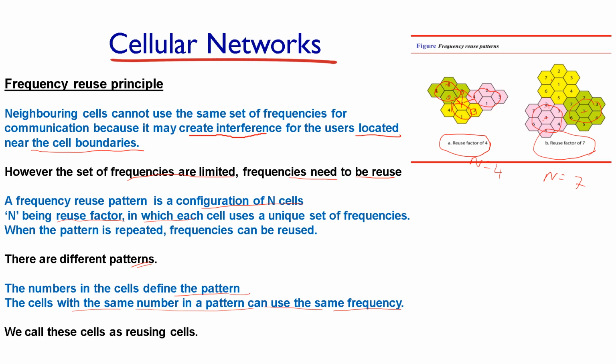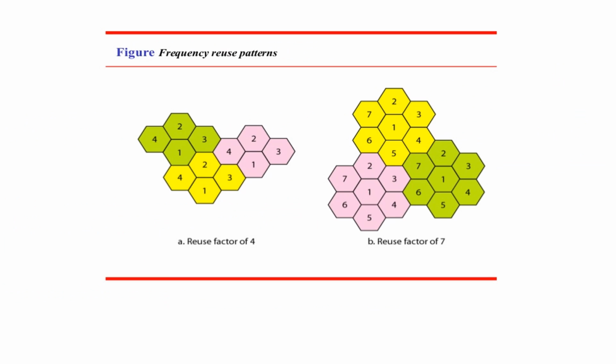That is, here it is using a 7 and in green also there will be one 7. All the cells having the same number have the same frequency, but they will never come as neighbors. This figure makes it more clear. 2 is a frequency in the green area and the yellow area, but these two will never come as neighbors, though they have the same frequency range.